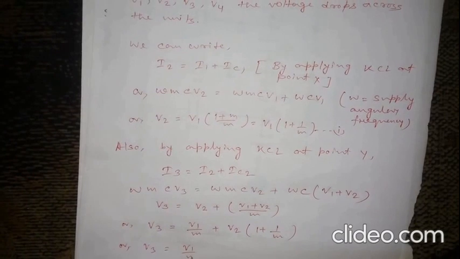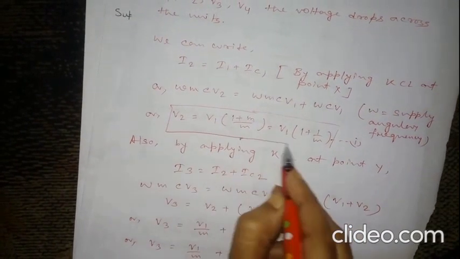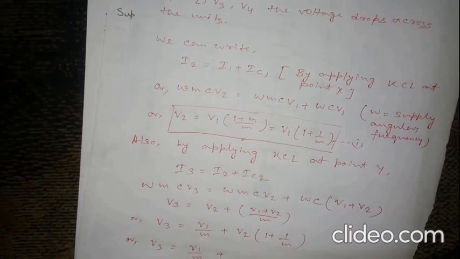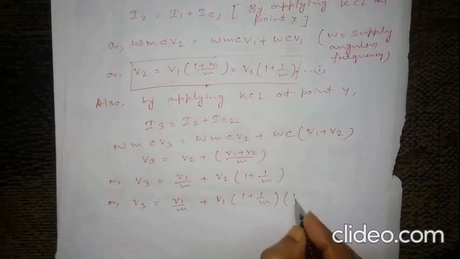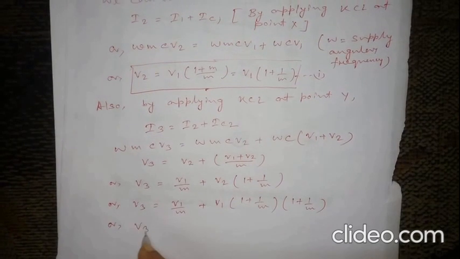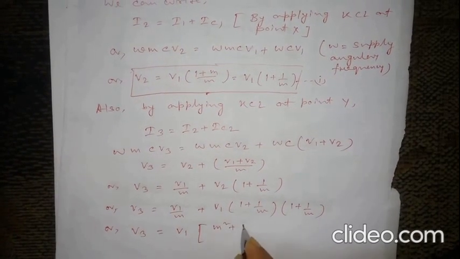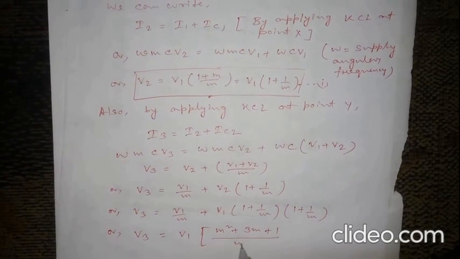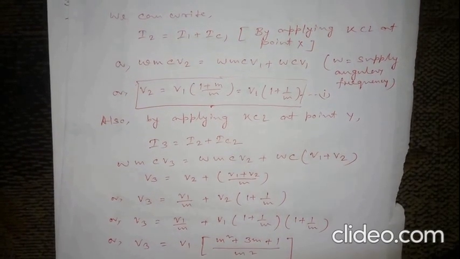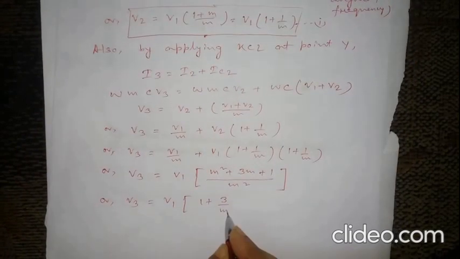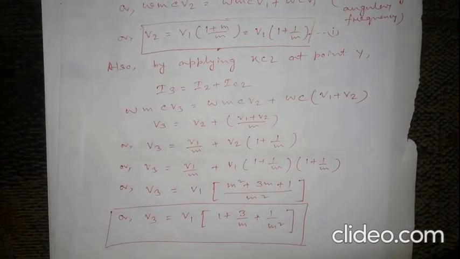Now put the value of V2, V1 (1 plus M) by M. So put this value, V1 (1 plus 1 by M), or we can write V3 equal to V1 (M square plus 3M plus 1) by M square, or V3 equal to V1 (1 plus 3 by M plus 1 by M square). Now come to this figure.